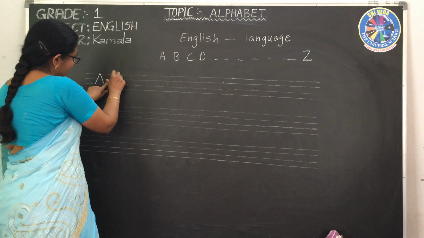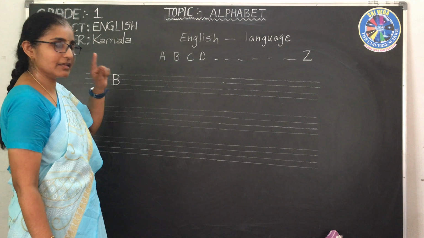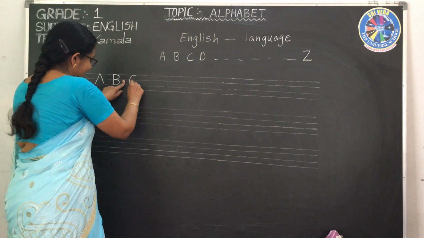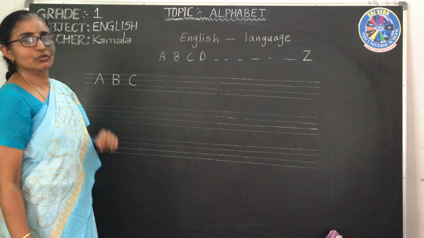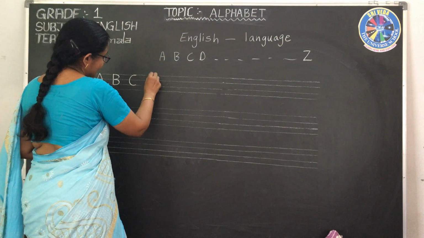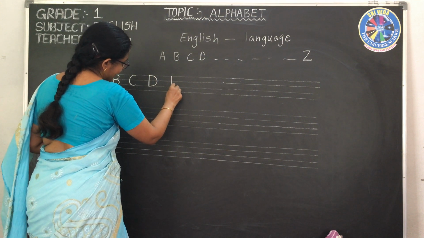What is the second letter? B. Very good. So, next again, take this finger, again keep like this. Then you will write C. Like that, you will write till Z. C. After C it is, children say D. Next, E.